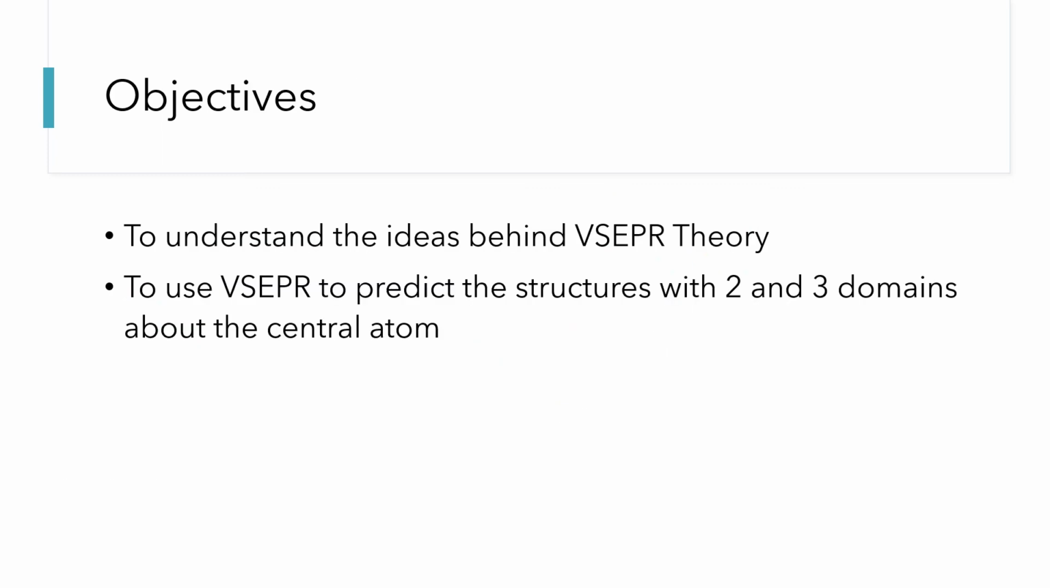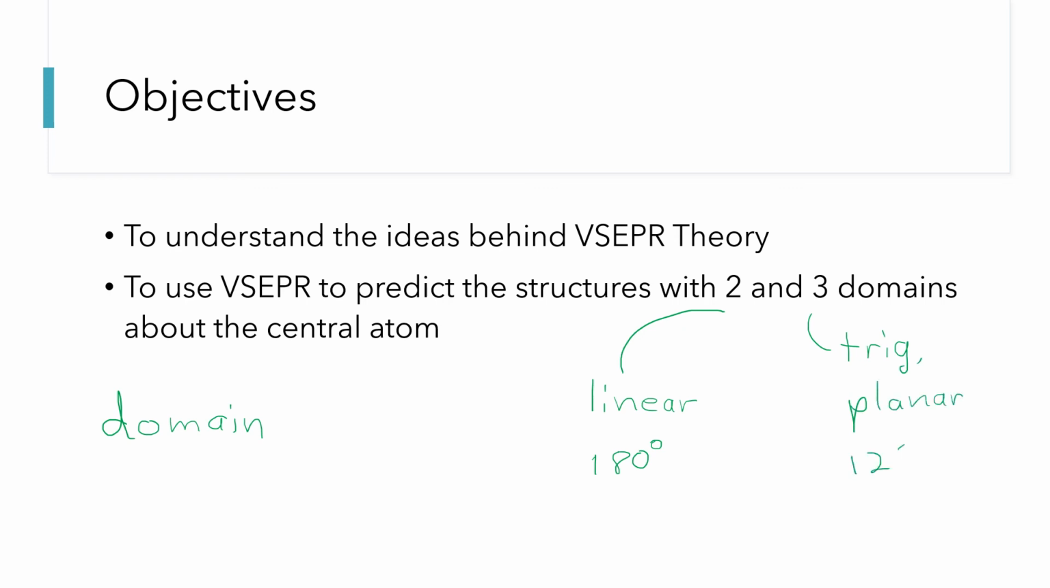In this video, we looked at some of the key ideas behind VSEPR theory. We introduced the concept of a domain, which is any localized cluster of electrons. And then we used the idea that domains are going to repel each other and push as far away from one another as they can to predict what the structures with 2 and 3 domains would look like. With 2 domains, we called that structure linear with a bond angle of 180 degrees. And with 3 domains, we called the structure trigonal planar, and it has a bond angle associated with it of 120 degrees.